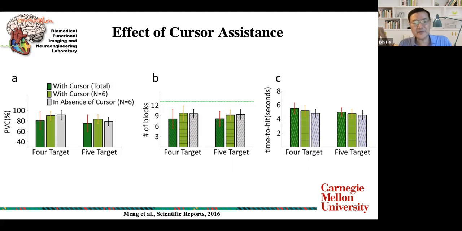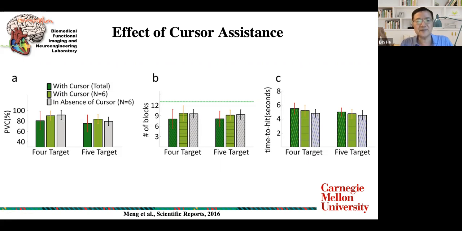So in this experiment, you can see the dark green shows the group of about a dozen human subjects with visual aid. Then we select 6 of them and recruit them to perform 2 experiments. One is the experiment still with the cursor visual aid. Another is without a visual aid. The light green shows the 6 subjects with visual aid, and the gray bar shows without a visual aid.